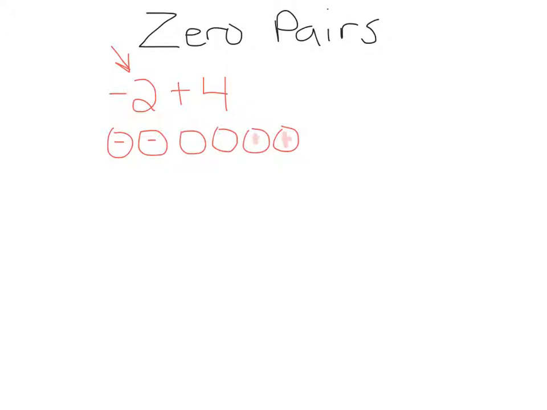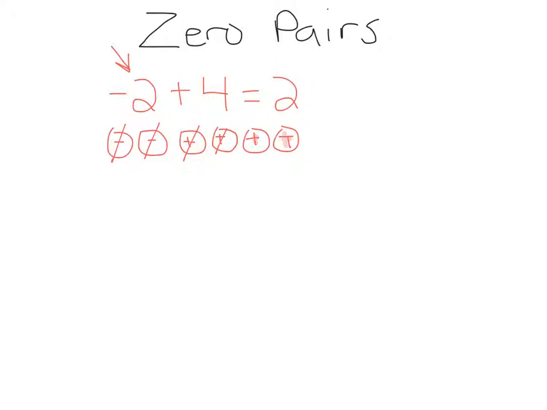My pen seems to have changed. There we go. And using zero pairs, I'm going to cross out the ones that can pair up. So we can do a negative and a positive together, and a negative and a positive, and you're left with 2 positives. So the answer is positive 2.